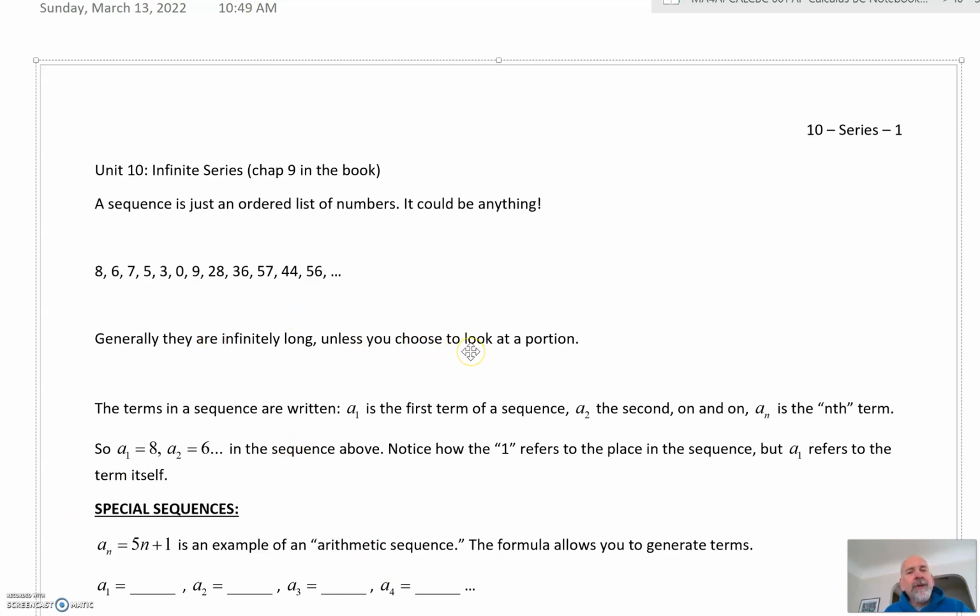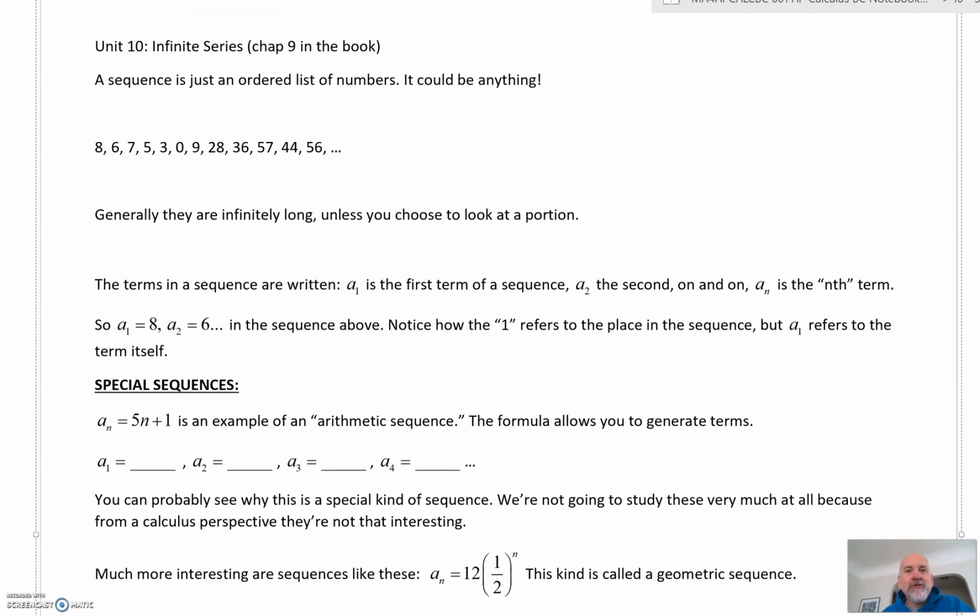Generally, they're infinitely long, but you can choose to look at a portion, but we generally think of them as being infinitely long. The terms in a sequence are written A1 for the first term, A2 for the second, and so on. AN is the nth term, like any given term, sort of like a variable. And so A1 in this case is 8, and A2 is 6. And note how the 1 refers to its place in the sequence, but A1 refers to the term itself. So n equals 1, but A1 equals 8. Hope that makes sense. So the A is the actual term.